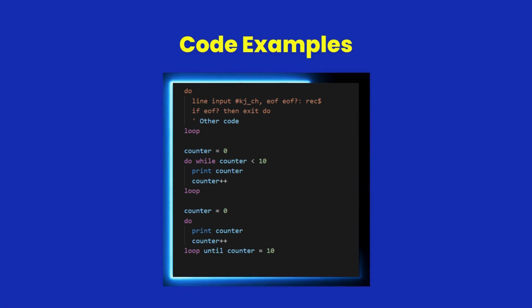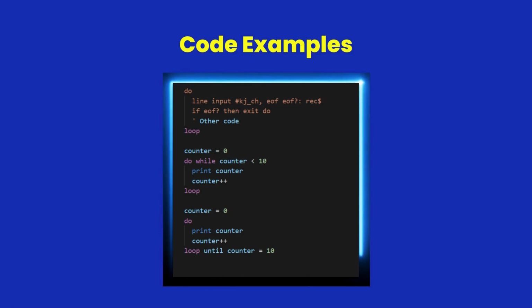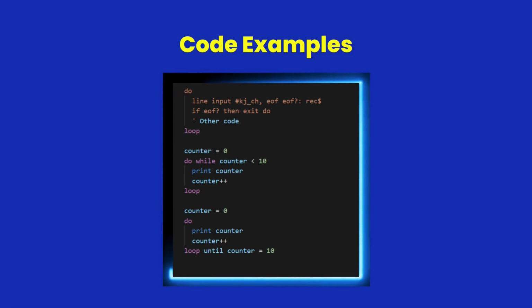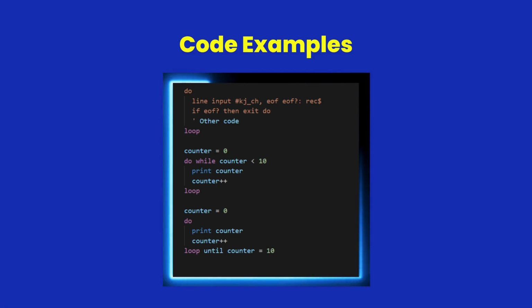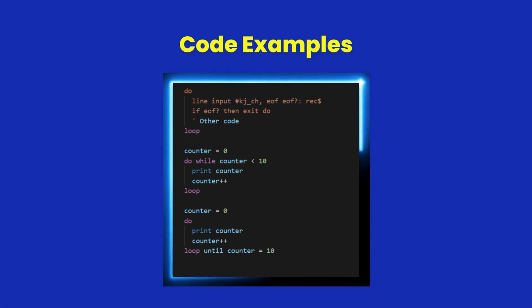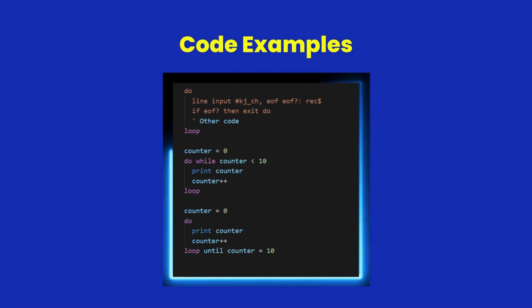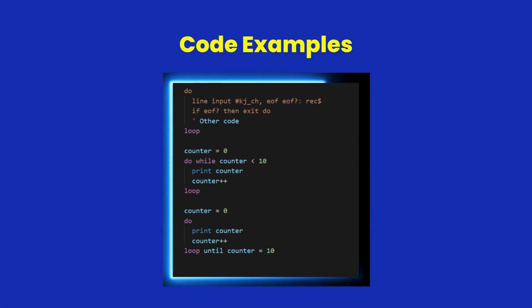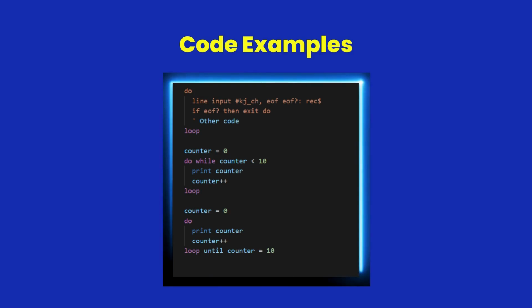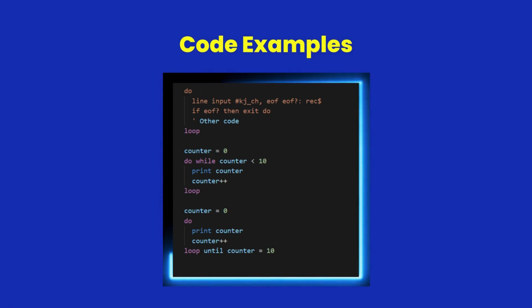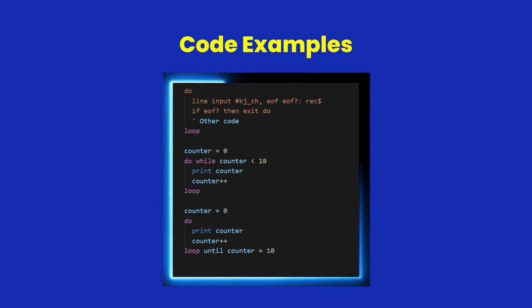Finally, we use an until loop to iterate until a condition becomes true. This loop continues to execute until counter equals 10. It prints the value of counter and increments it by 1 with each iteration. These examples illustrate how to use do loop constructs with while and until conditions to control the flow of your program based on specific criteria.